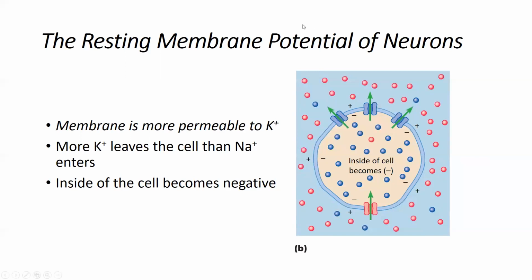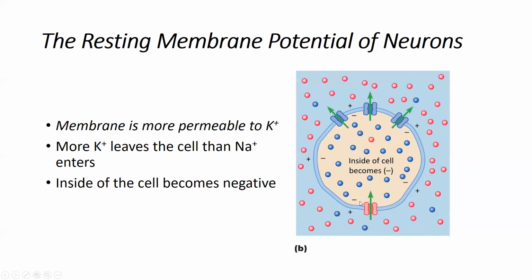Perfect. So as we can see on this cell, there are 3 potassium channels in blue and one sodium channel in red. So the membrane being more permeable to potassium means that potassium is going to leave this cell faster and in more quantity than sodium will enter. That's going to be very important for us to understand here. So now we have more doors, so to speak, for potassium to leave and fewer doors for sodium to enter.